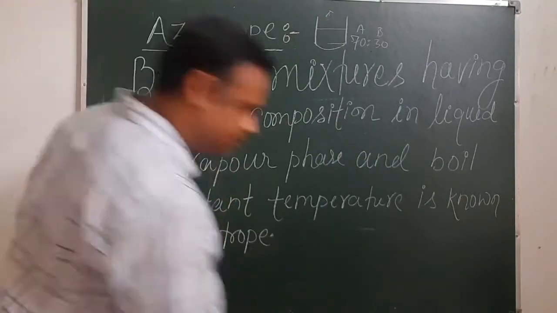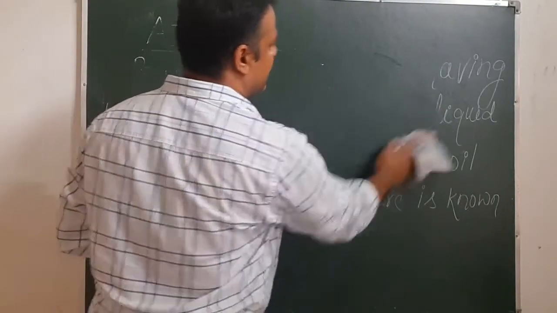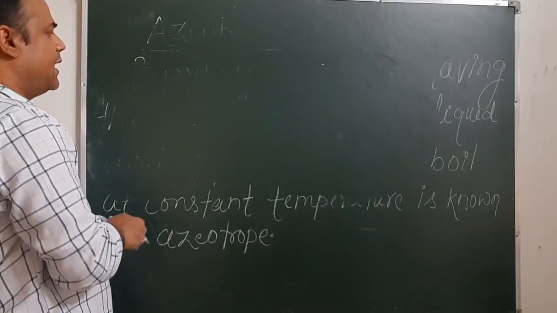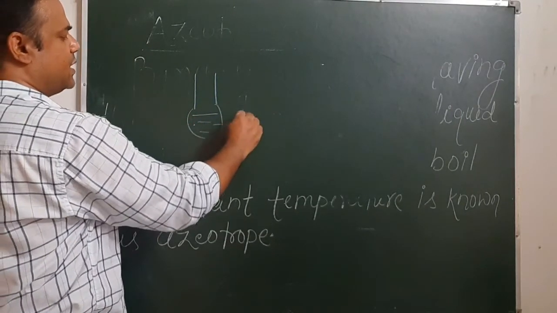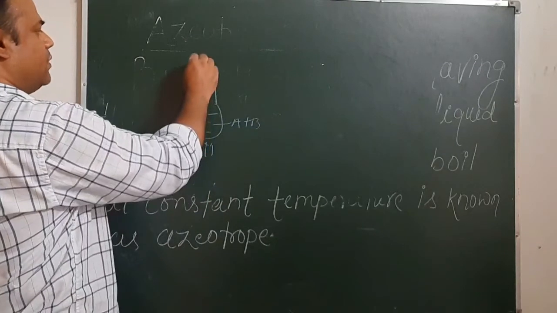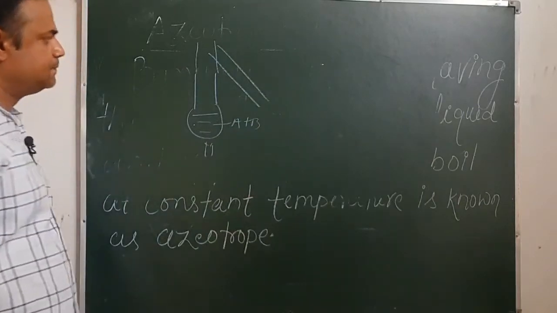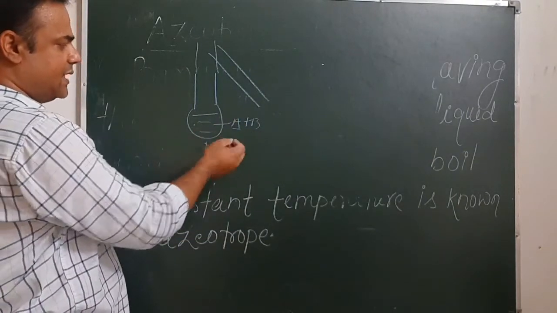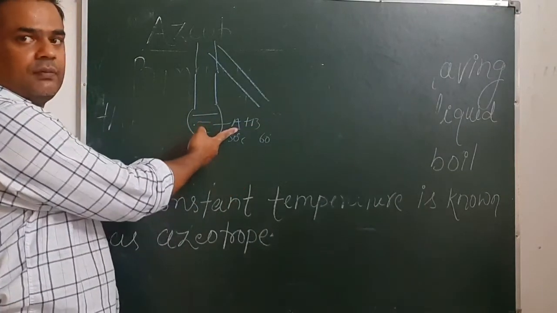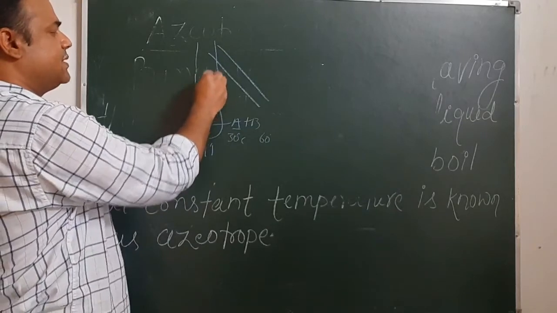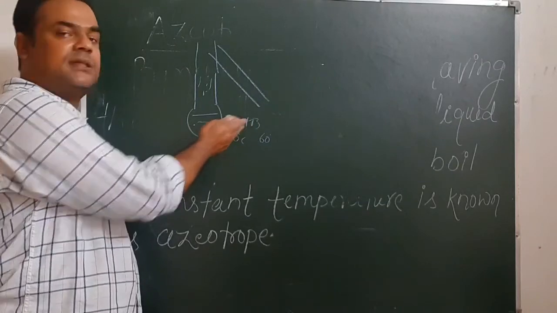Distillation is a very common example. By distillation we can separate two different components. Suppose this is a distillation flask, and in this flask we have two components A and B, and we are boiling. What will happen? It will go in vapor phase. Suppose A has the lower boiling point, 30 degrees Celsius, and B has 60 degrees Celsius. Then more molecules of A will go in vapor form, meaning this vapor will be enriched with A, and there will be less amount of B.